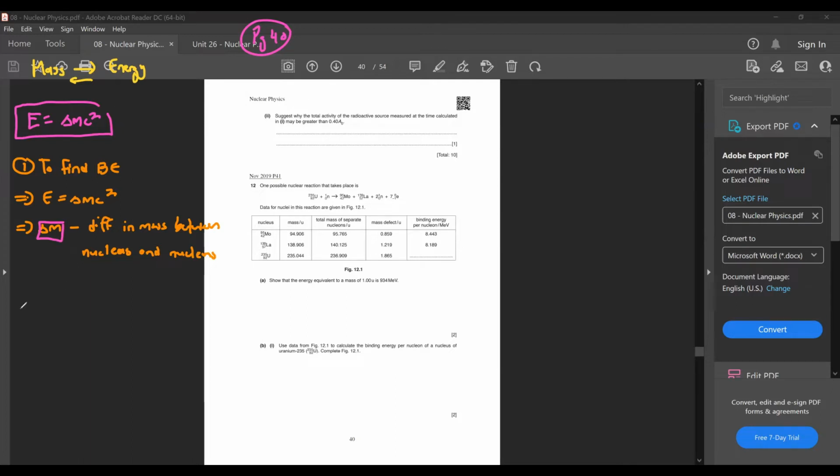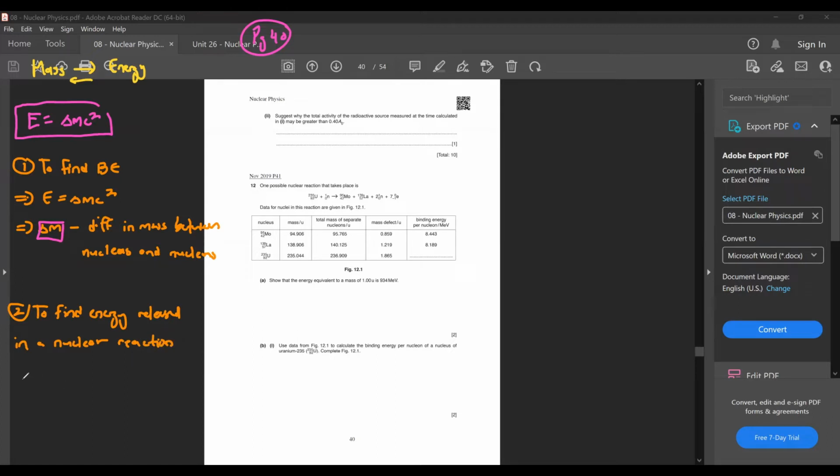Then at the same time, I'll also tell you that rather than finding binding energy, you can also use it to find energy release in a nuclear reaction.